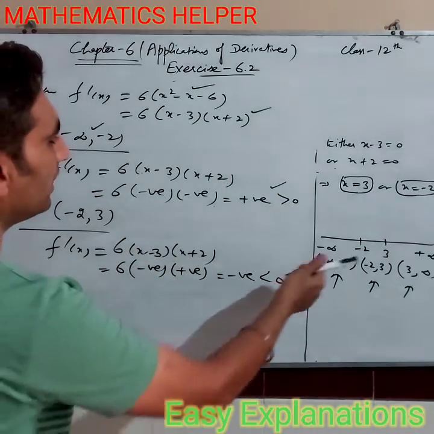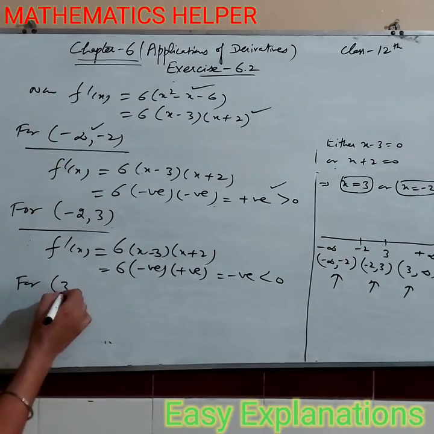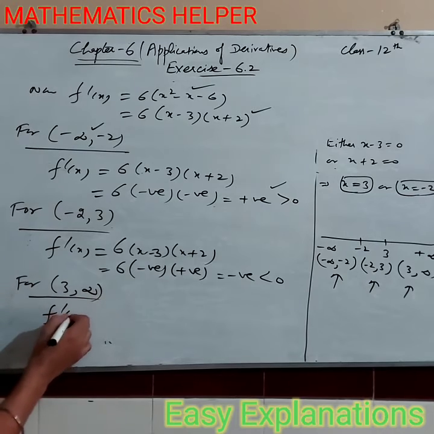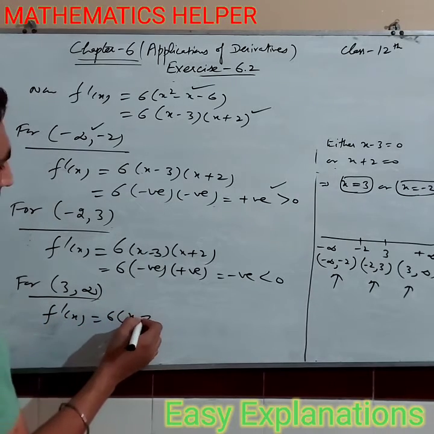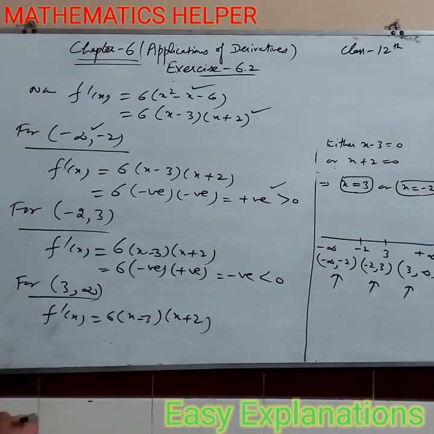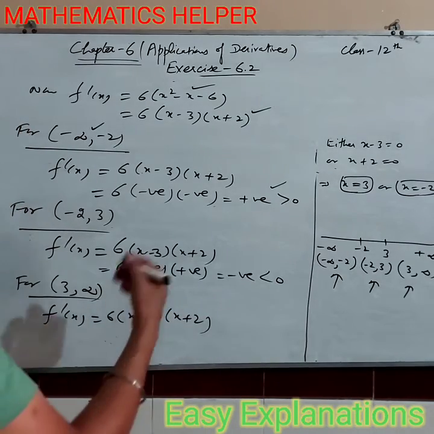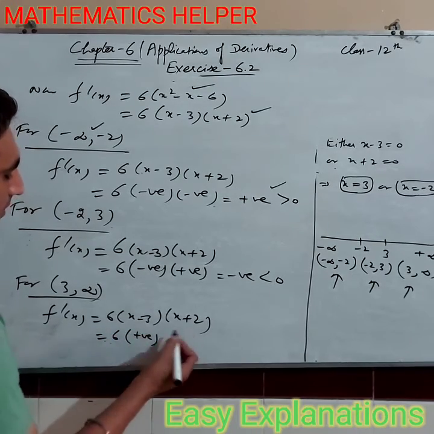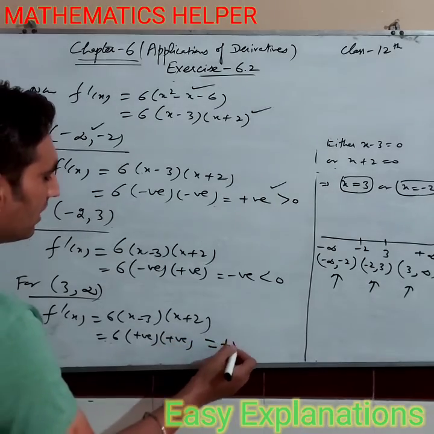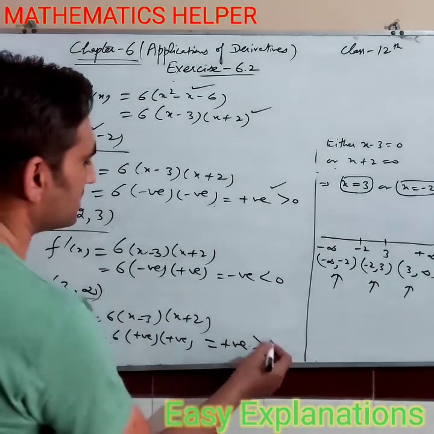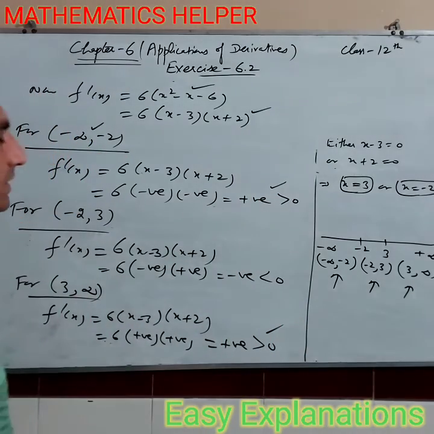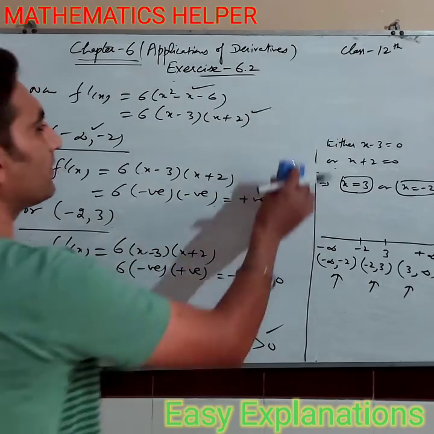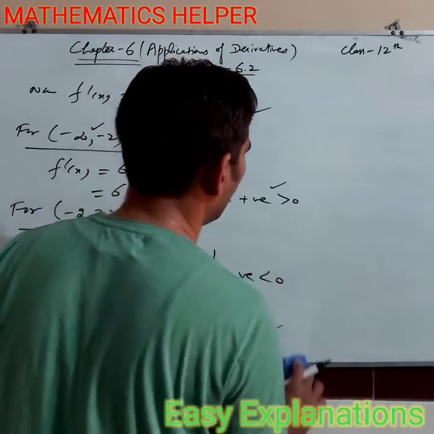Now the third interval is from 3 to infinity. So for 3 to infinity, the derivative is 6 times x minus 3 into x plus 2. Choose any positive number, like if I am choosing 4. 6 into 4 minus 3 will give a positive answer, 4 plus 2 will give a positive answer. So the overall answer will remain positive, which is greater than 0. For these two intervals we have greater than 0, that means the function is increasing. And for this interval we have less than 0, meaning the function is decreasing. Now time is to give our answer. So we will declare our answer in the end.